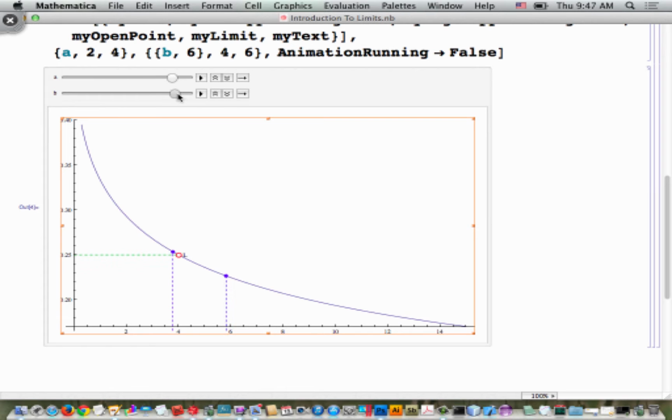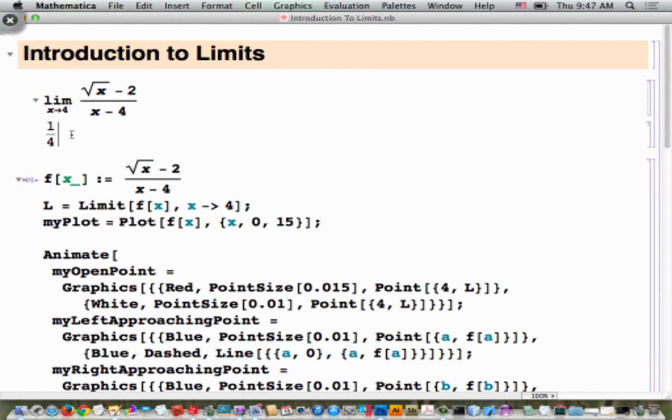And as I move this right here, it gets closer and closer on the right-hand side to that hole, to that limit point. So we have a situation here. Even though that's an open hole, which means we can't plug 4 into the function, it does seem to be approaching something, doesn't it? And that something is 1/4.